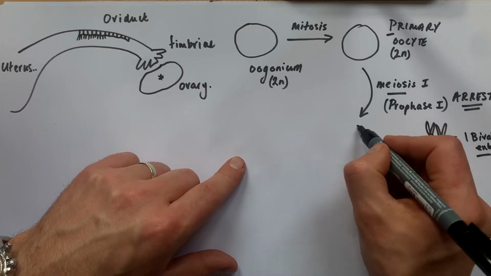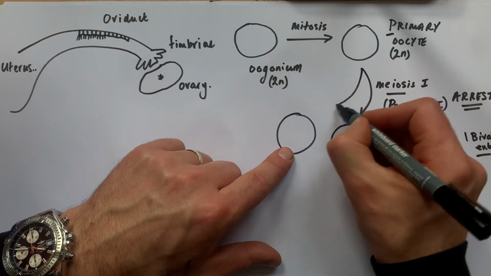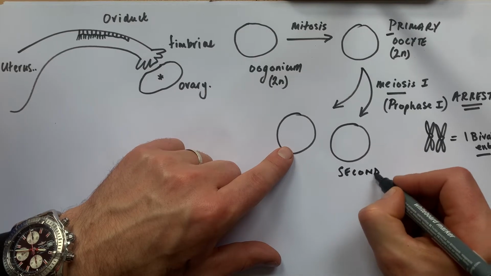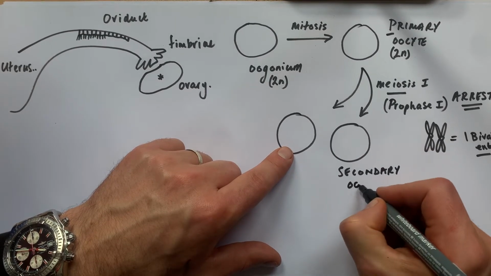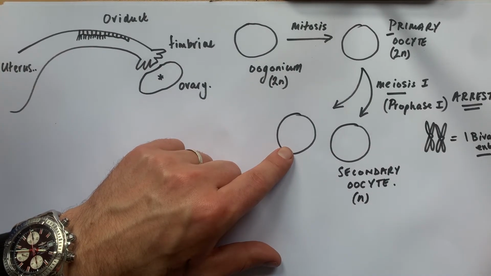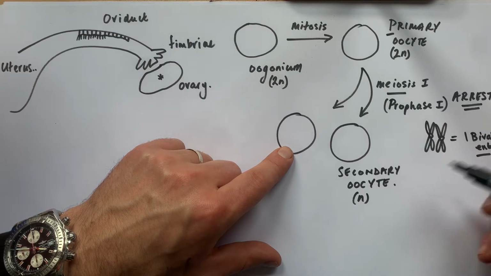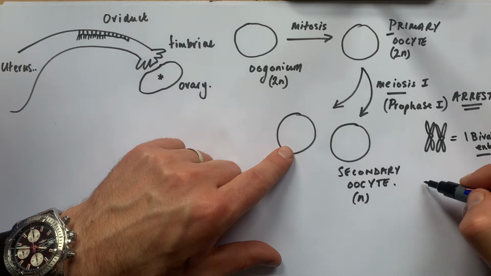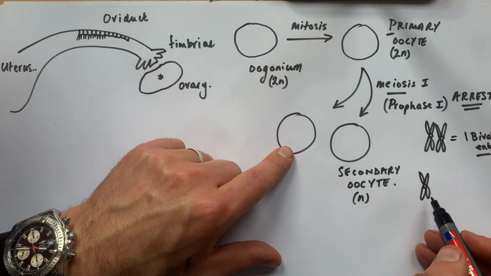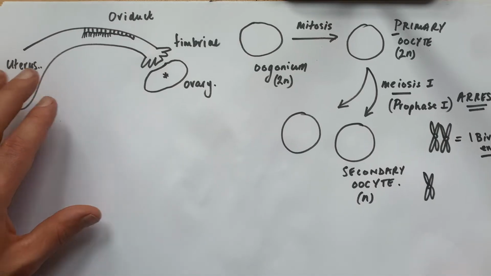So what we're going to get is two daughter cells at the end of meiosis 1. Put that in there. Now this cell here is called a secondary oocyte, and this is haploid. So that means that the chromosomes have separated during anaphase 1, and then you had telophase 1, and then cytokinesis. So there's going to be one set of chromosomes inside the secondary oocyte. So you'll have 23 replicated chromosomes here, not pairs, because the pairs separated during meiosis 1.